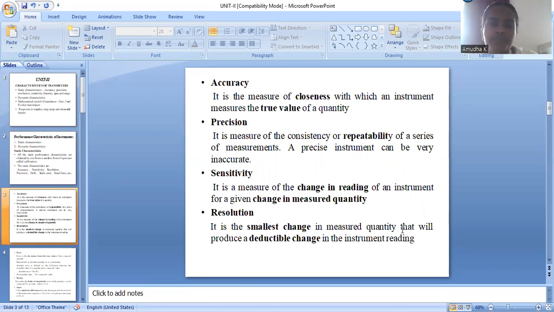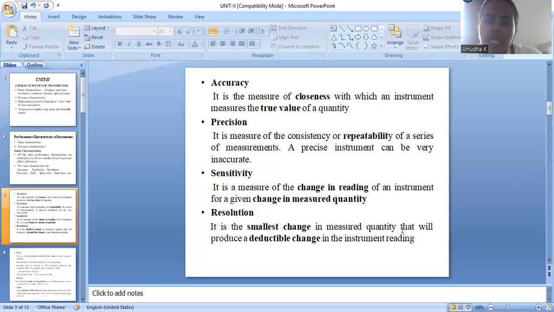First, accuracy. It is a measure of closeness with which an instrument measures the true value of the quantity. Closer to the true or absolute value, that measurement is analyzed by accuracy. And precision is a measure of consistency or repeatability of a series of measurements. It is like a mode: which values repeatedly occur while measuring one length n number of times. Out of n number of times, which reading occurs frequently, repeatedly, that is precision.